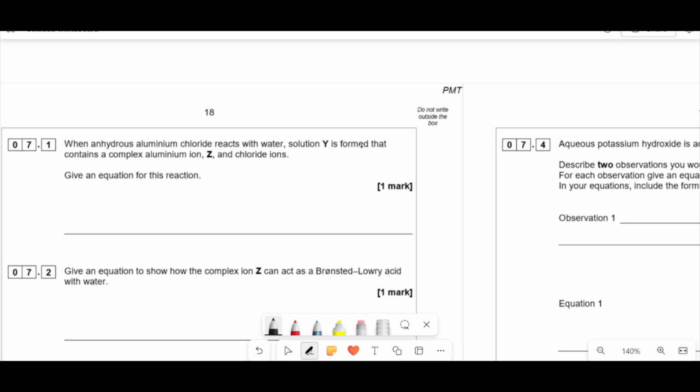So when anhydrous aluminum chloride reacts with water, Y is formed that contains a complex ion Z and chloride ions. So write down what you know in the question already that they've definitely told you.